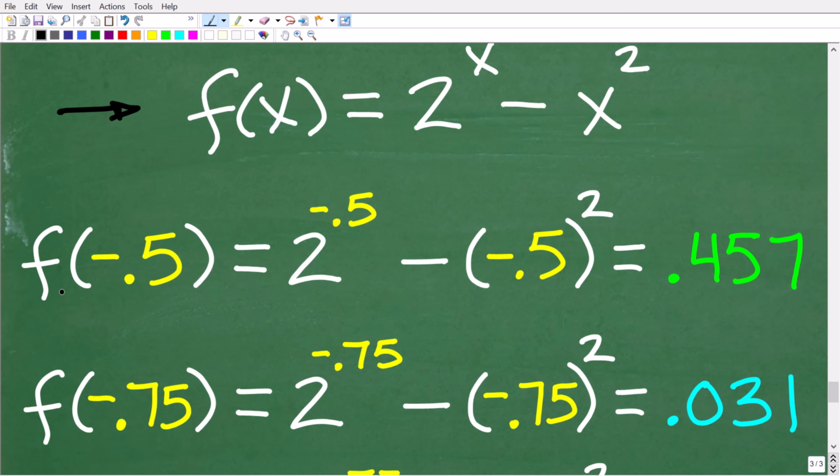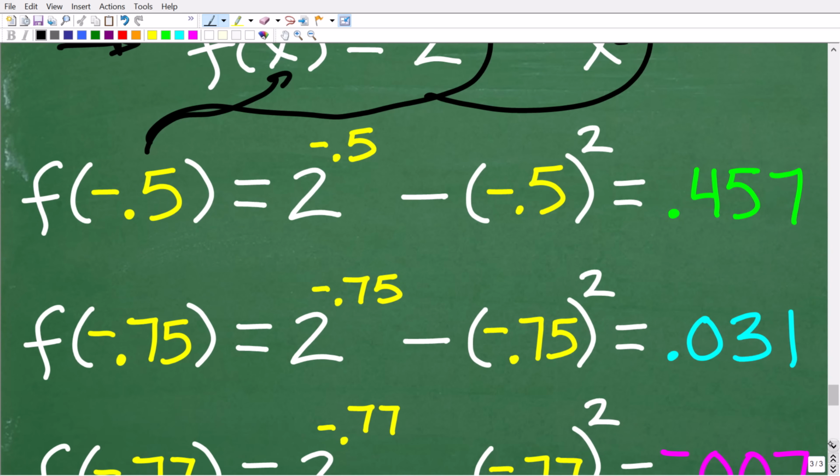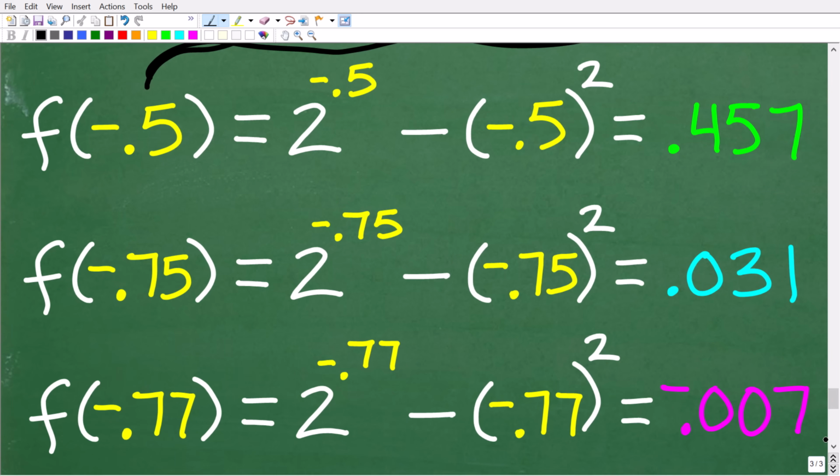So for example, I want to find f of -0.5. I'm going to plug in -0.5 into these x values and then do all the math, all right? All right, so again, I'm not going to do all the number crunching. I'm just going to show you the final answer. But if you want to pause the video and practice, that is fine. So f of negative 0.5 is going to be equal to 2 to the negative 0.5 power minus parentheses negative 0.5 squared. And when you do that, you'll end up with a positive 0.457.